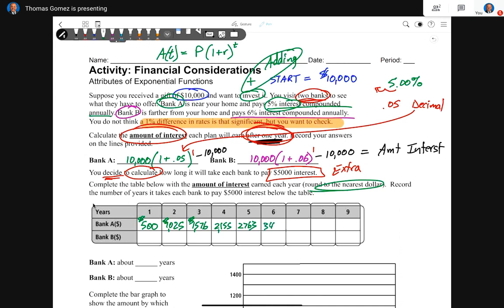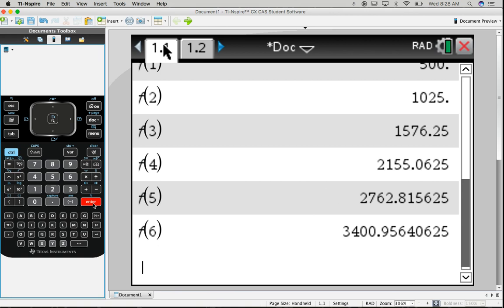3401. For the sake of time, I'm just going to fill these in. 4071, 4775, and 5513. And all of this is extra money in our pocket simply because we had $10,000 in the bank at the very, very beginning. Okay. Now, if I did this with Bank B, a lot of it is the same.